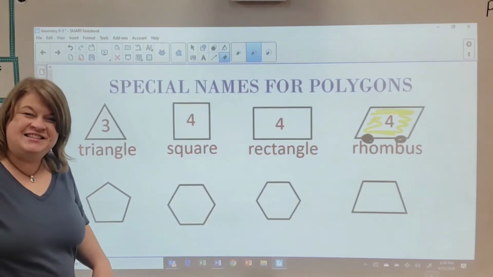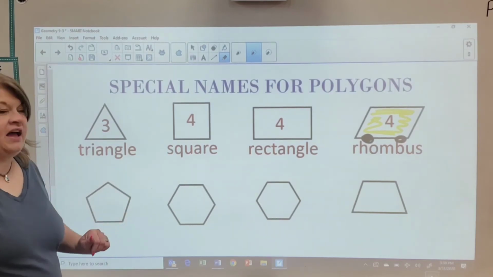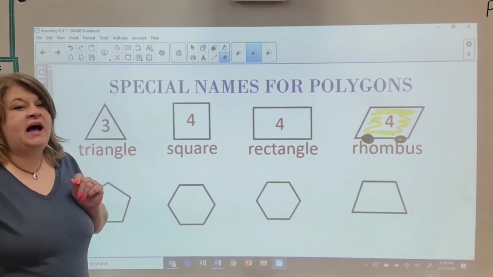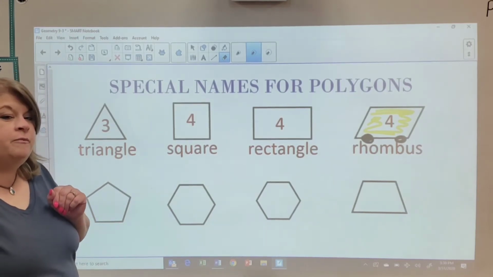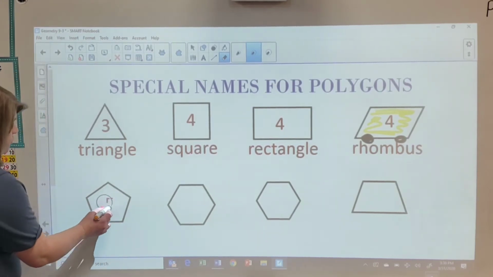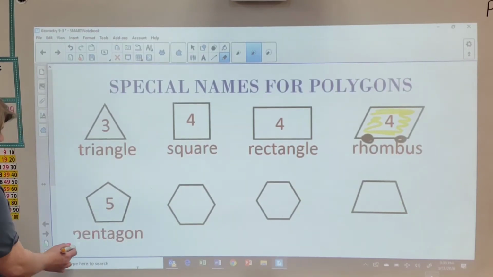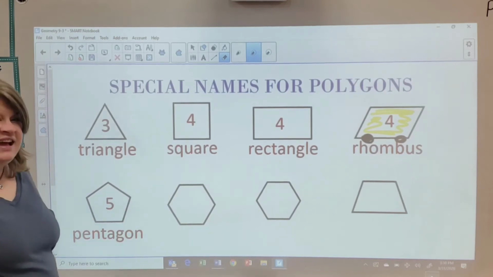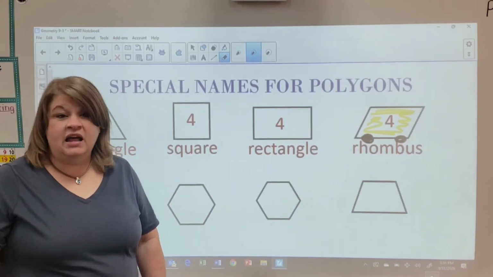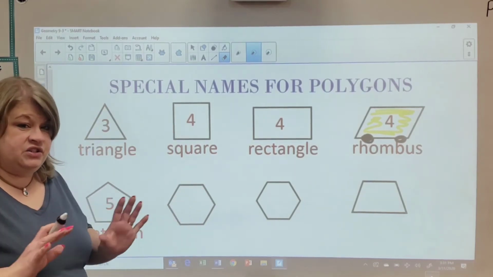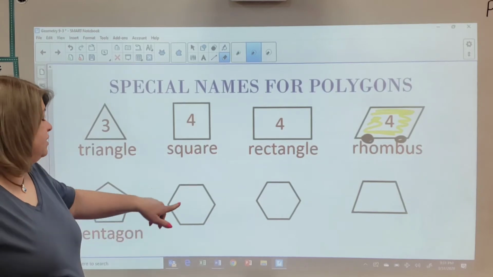How many sides does this shape have? 1, 2, 3, 4, 5. A 5-sided polygon. Do you remember what that name is? We've said it before in here. First of all, it has 5 sides, and it is called a pentagon. There's a building in Washington, D.C. called the Pentagon, and it has 5 sides to it. Pentagon means a 5-sided polygon. All right, let's come here to this one.